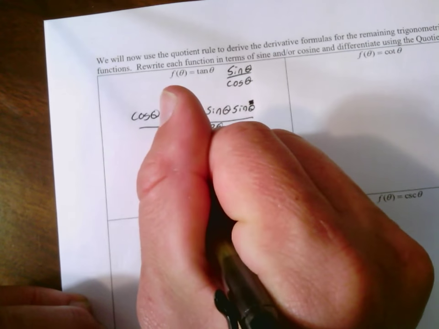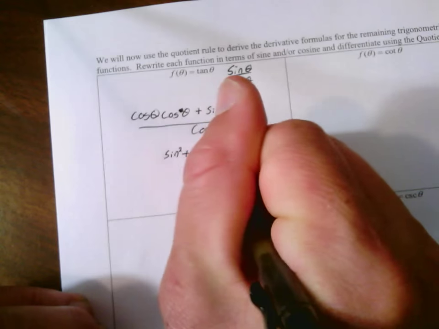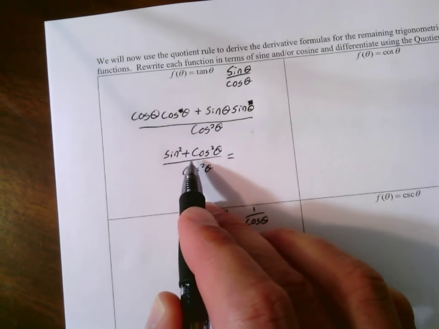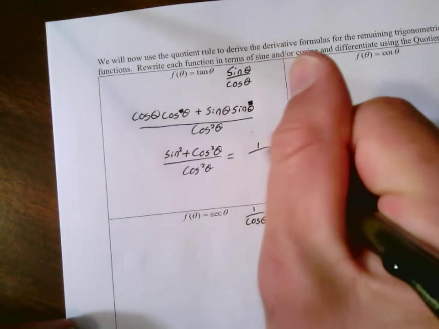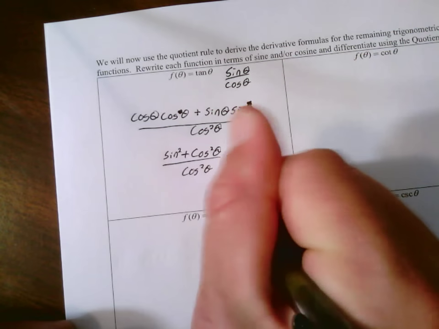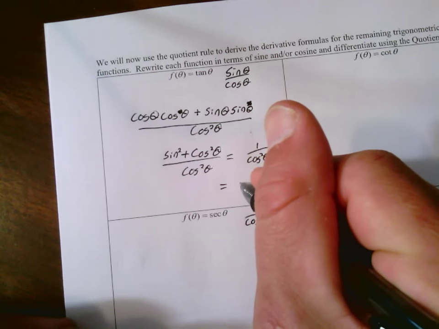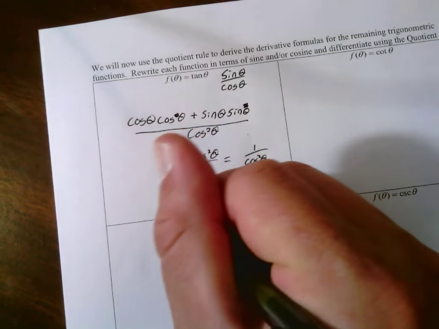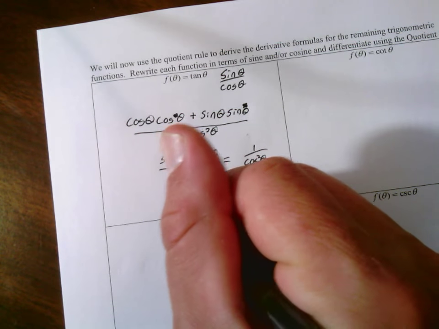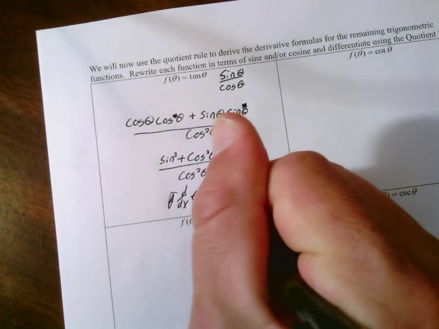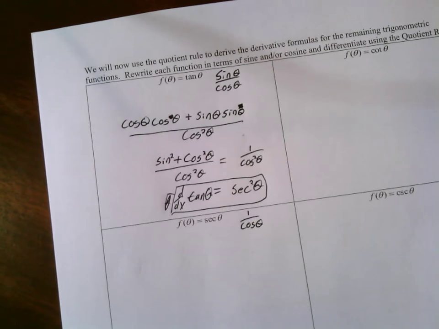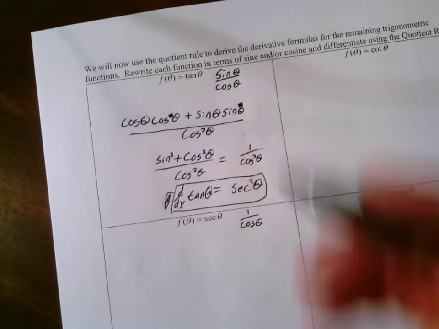So basically I have sine squared plus cosine squared, which, because of the Pythagorean identity, equals 1. 1 over cosine squared is secant squared theta. So we know the derivative of tangent from now on is secant squared theta. You can memorize that, or you can do this every time you see it in a problem.